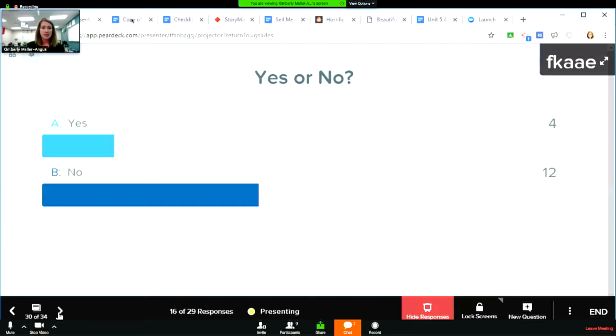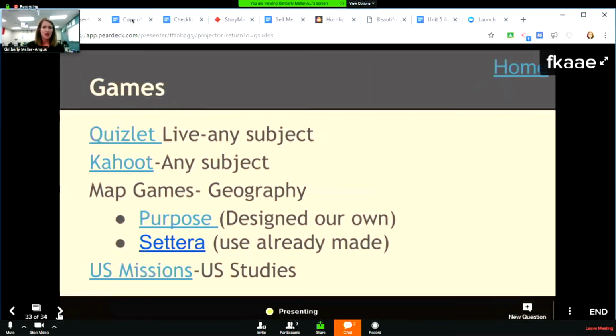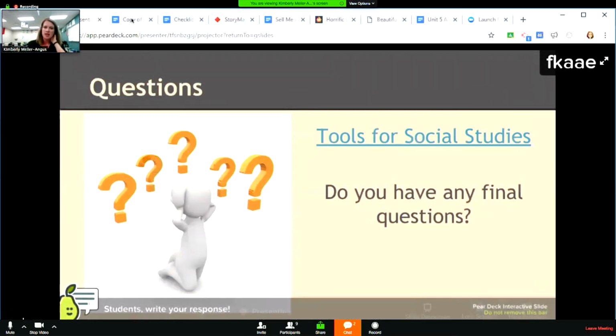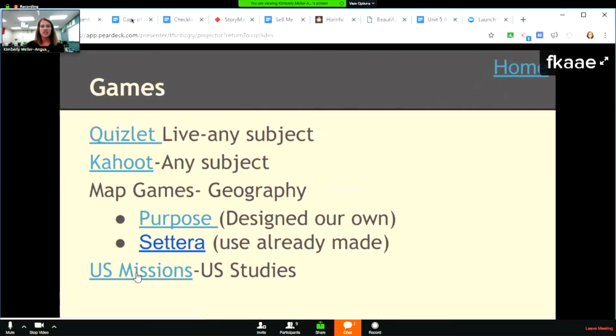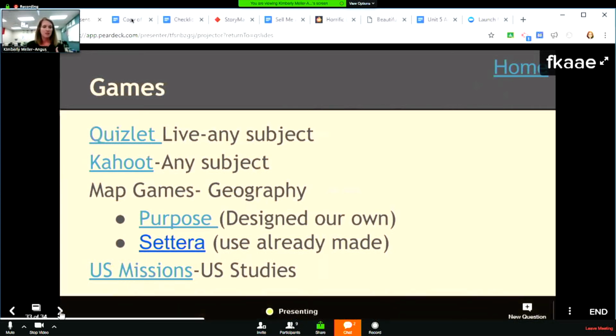I'm going to skip to the end. Again, there's more things there for you to look at. I have linked... I will say if you're a U.S. studies teacher, please check out U.S. Missions, those video games. They are fabulous, not just games to play, but lessons and units and primary resources. I love, love, love using them.